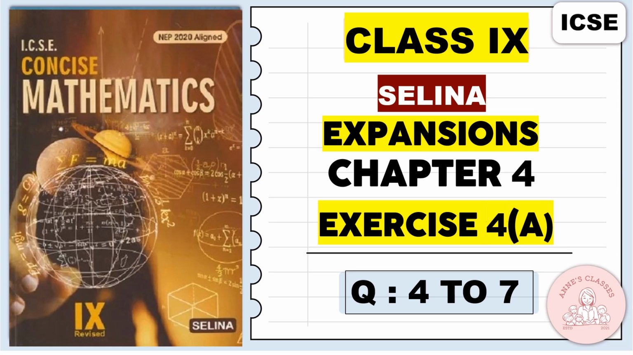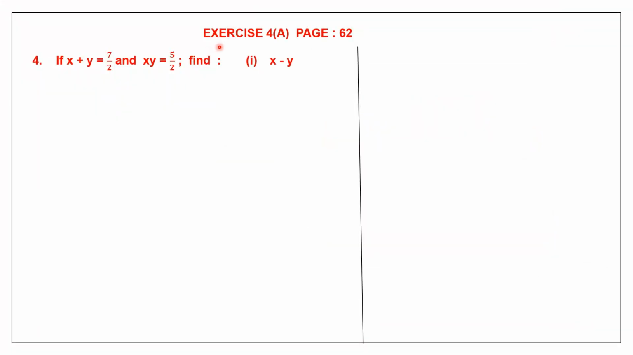Let's do expansions, chapter 4, exercise 4a. Exercise 4a, page 62, we are with question 4. If x plus y is equal to 7 by 2 and xy is 5 by 2, find the first one. We have to find x minus y. Now what we're given is x plus y and xy. From that we need to find x minus y.